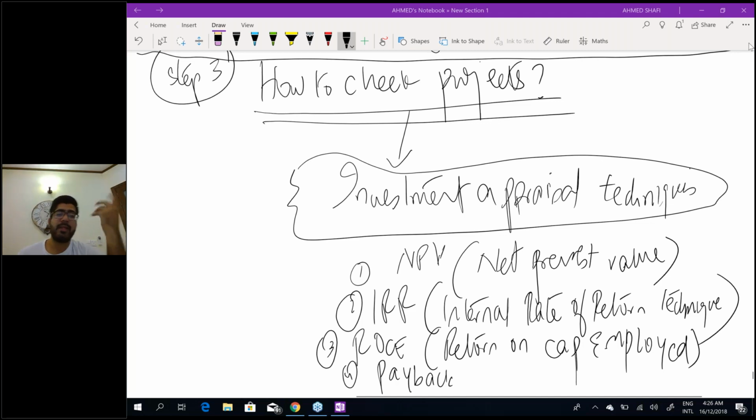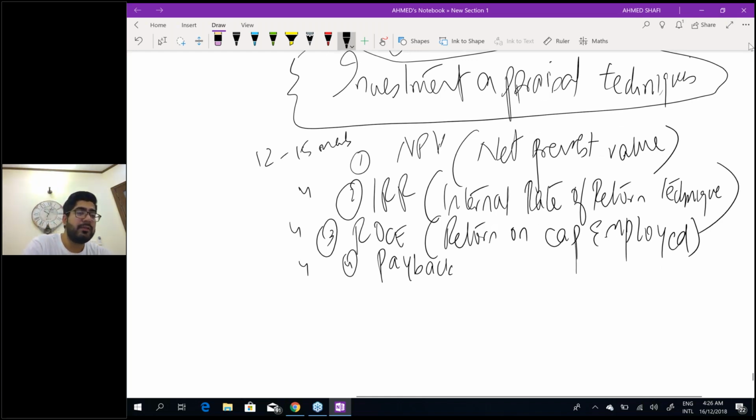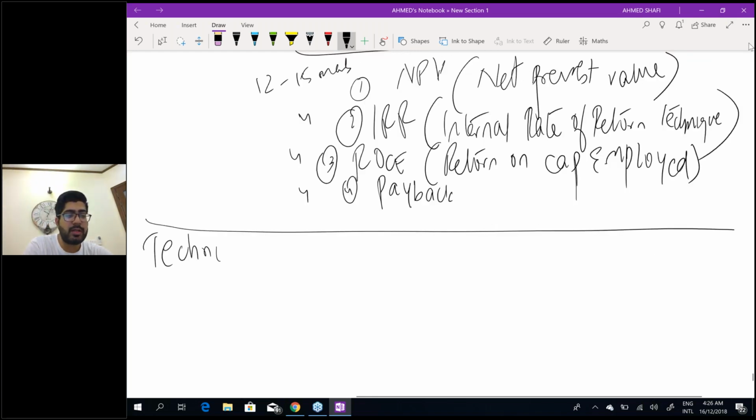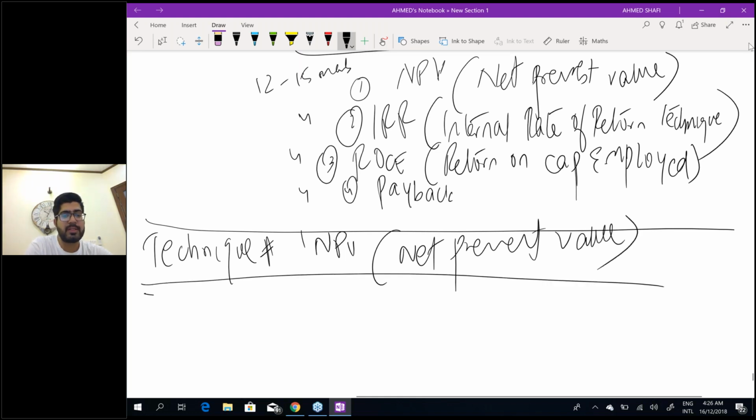The question that came to mind is that in step 3 you are being asked to check all projects. How to check projects? Projects are checked through different appraisal techniques: NPV, IRR, ROCE, payback. Now NPV would come for 12 to 15 marks in the question, and all the other techniques are of 4 marks each. The other techniques are not possible to be computed without NPV. So by default, the first technique of appraisal which we have to learn in our classes is NPV, net present value. The first technique we are getting to understand is NPV, net present value technique.